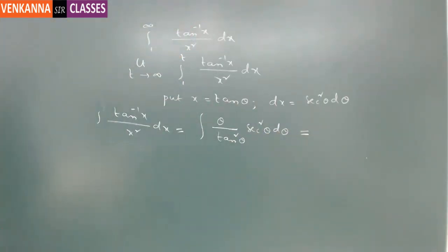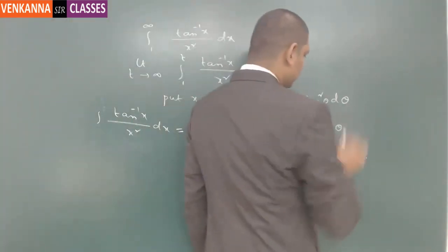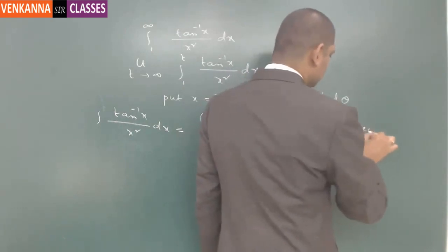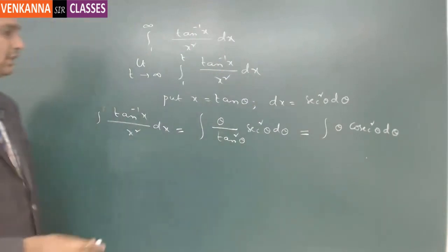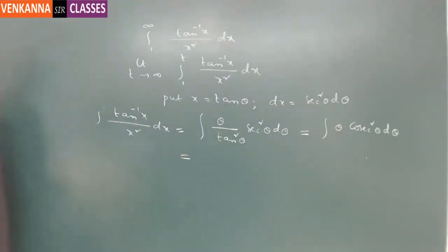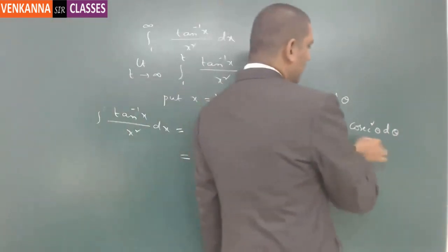Now simplify the part. Tan square theta is nothing but sin square theta by cos square theta. So cos square theta gets cancelled. So it will be integral theta into cosecant square theta d theta. Now here you are going to do the integration by parts.